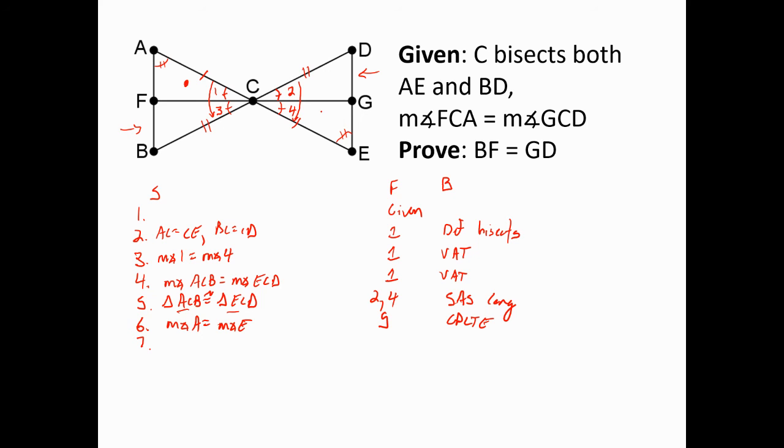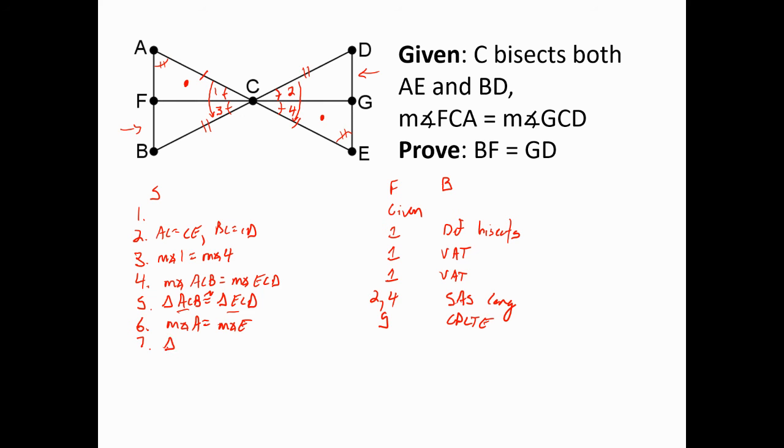So AFC congruent to EGC. So are we able to do that? Yeah, we've got the side AC equal to the side CE. We've got a pair of equal angles at A and at E. And then we've got a second pair of equal angles at 1 and at 4. Okay, so those two triangles are congruent by angle side angle congruence.